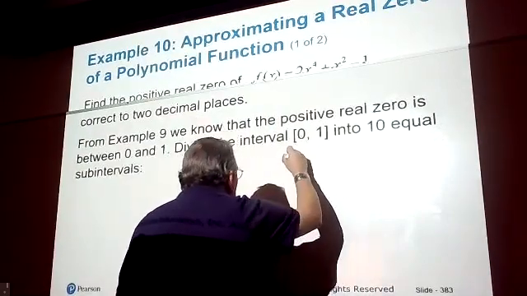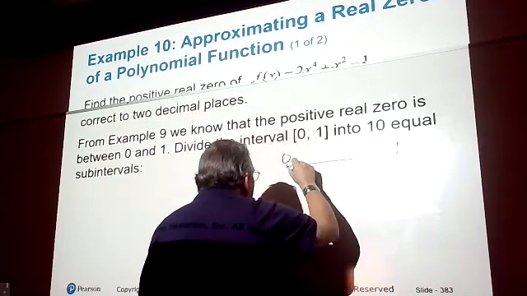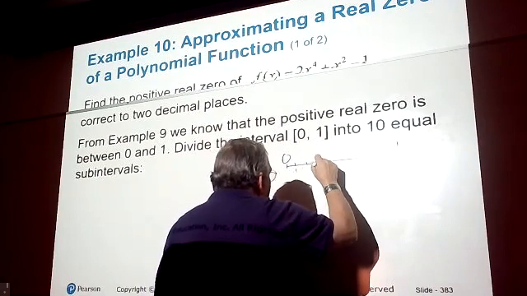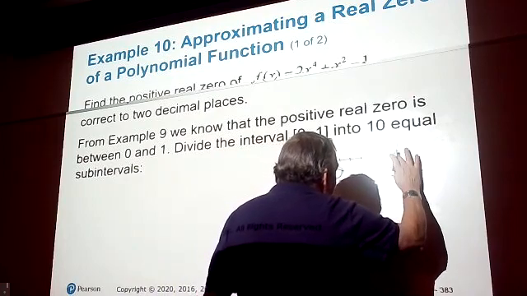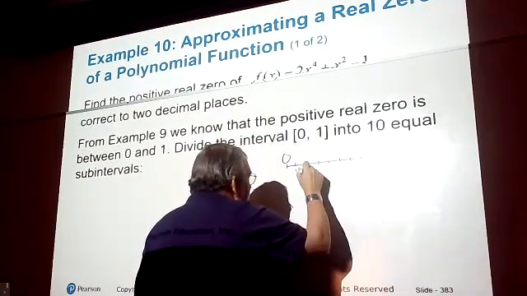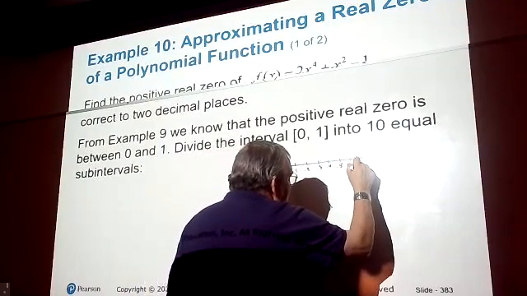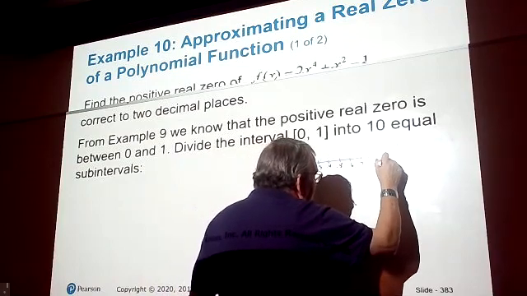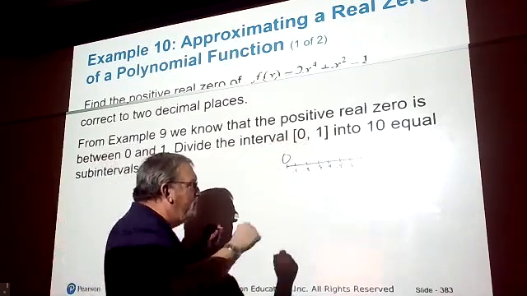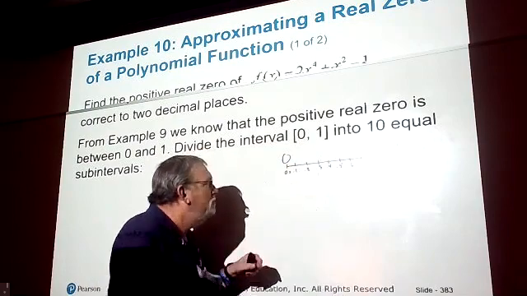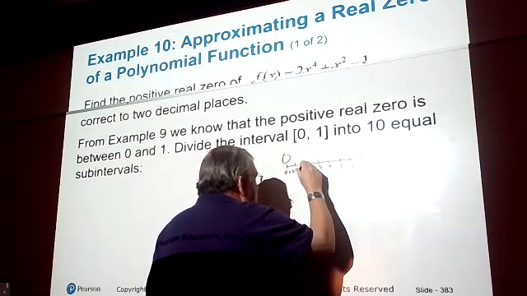So between 0 and 1, I'm going to have 0.1, 0.2, so this is 0.1, 0.2, 0.3, 0.4, 0.5, 0.6, 0.7, 0.8, 0.9, and 1.0. Now I have my 10 intervals. This is 0.0. And technically, I'm supposed to put a 0 before that decimal.